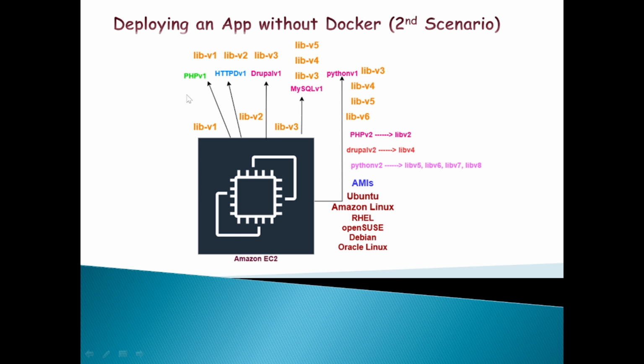Now, when you are updating this PHP v1 to PHP v2, the dependent library version may also change. In this example, as you can see, PHP v1 required library version 1, but PHP v2 needs library version 2. Similarly for Drupal, with the v1 version it only needed this library v3, but with this v2 version of Drupal it needs library v4.